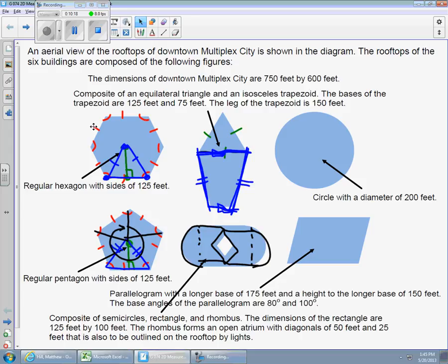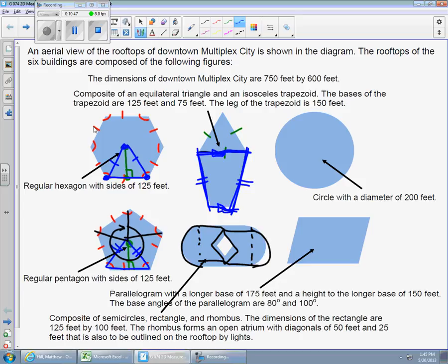The easiest thing probably on the page is the circle over there on the top right. It says a circle with a diameter of 200 feet. Using that diameter, we ought to be able to solve for any piece of information that we would like for that circle. And then the final one, the bullet establishes that it is a parallelogram with a longer base of 175 feet and a height to the longer base of 150 feet.